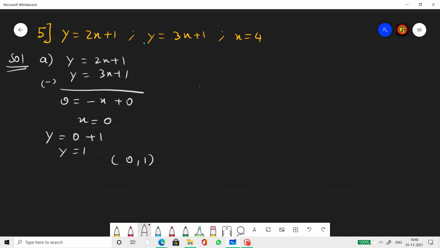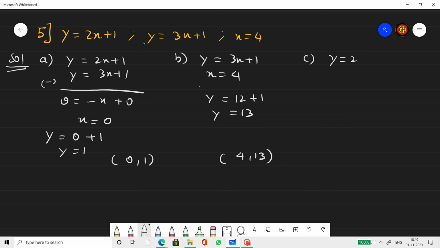B is solving the second and third. So y is equal to 3x plus 1 and x equal to 4. So when x is 4, y will be 12 plus 1. So y is equal to 13. So the point at which these two meet is 4, 13. Now C, solve y is equal to 2x plus 1 with x equal to 4. With this you get y is equal to 8 plus 1. So y is equal to 9. So 4, 9.